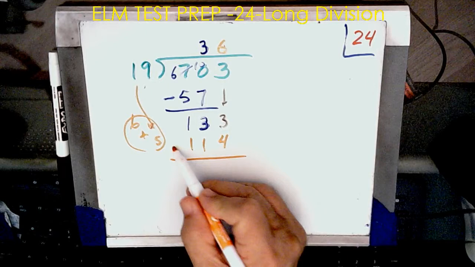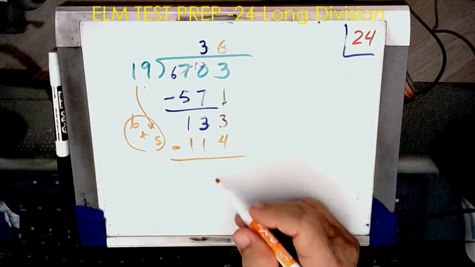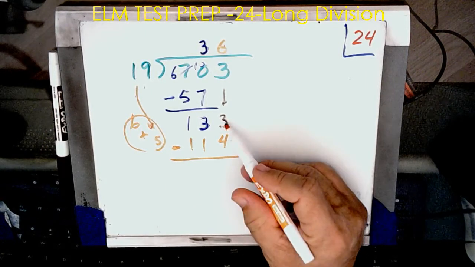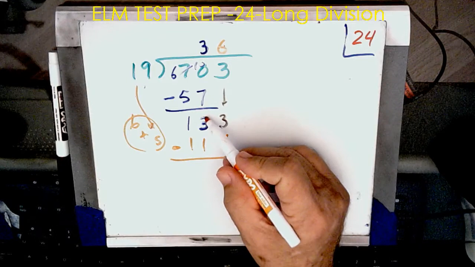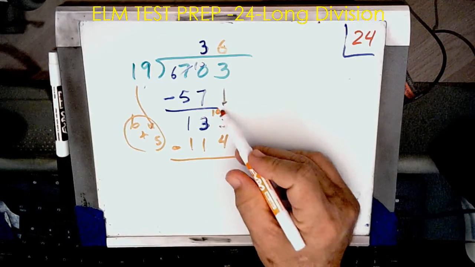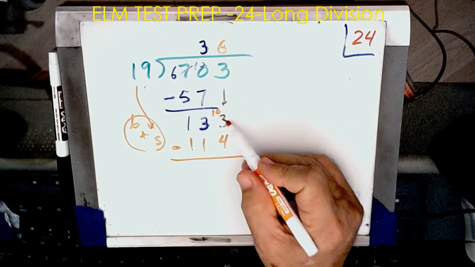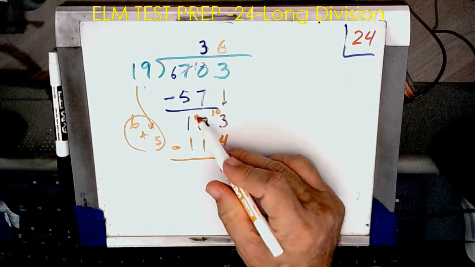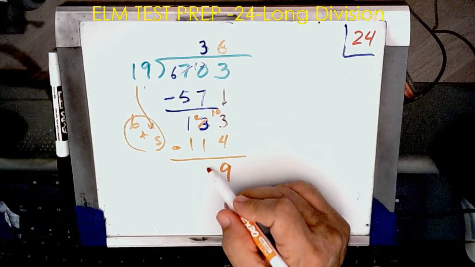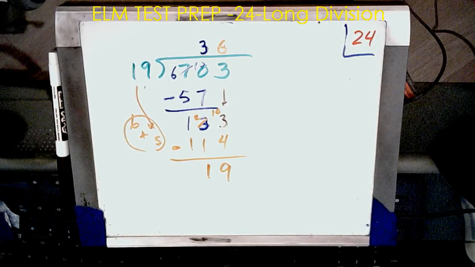Now I'm going to change the sign and add. Well, I'm going to subtract 4 from 3. I can't do it. I'm going to borrow 1 from here. I'm going to borrow 10. 10 take away 4 is 6, plus 3 is 9. This is now a 2. 2 take away 1 is 1. And I say, oh my goodness, I really could have divided by 1 more 19. So here's what I'm going to do.